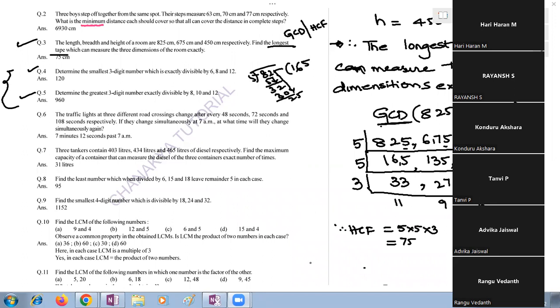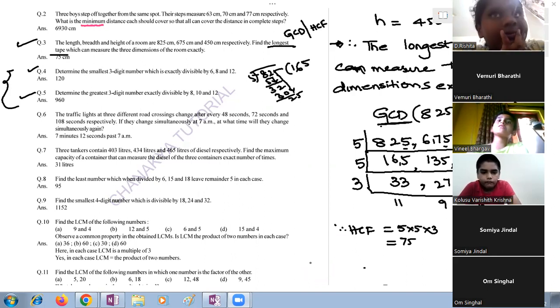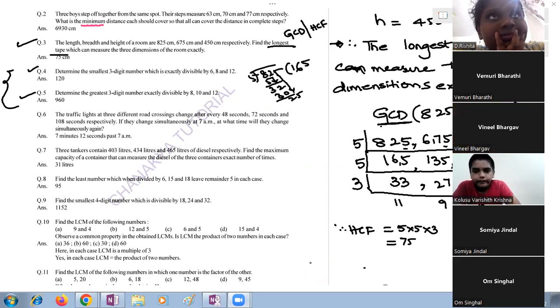According to me, the answer should be... wait, calculate. 25 into 3 equals 75, into 11, then into 3 into 2. According to me, the answer should be 4,950.